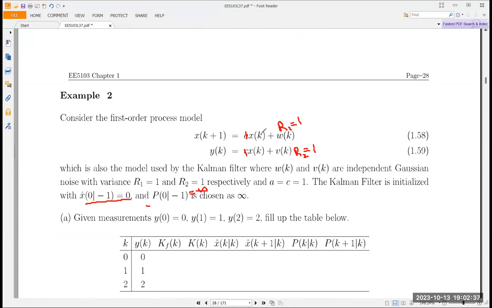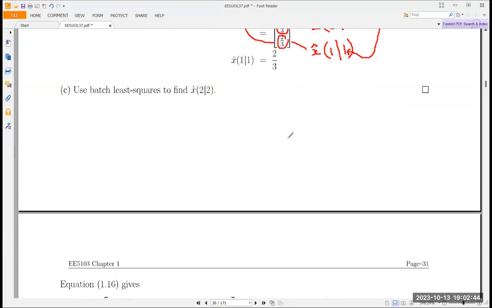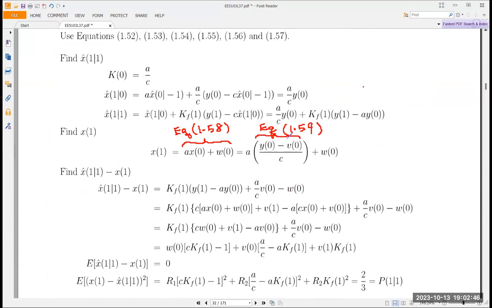All right. So k equal to 0. This will give you x1 equals ax0 plus w0. So ax0 plus w0 is x1. All right. Then you use equation 59. You will replace this with this. All right. And so that's it. This would be x1.